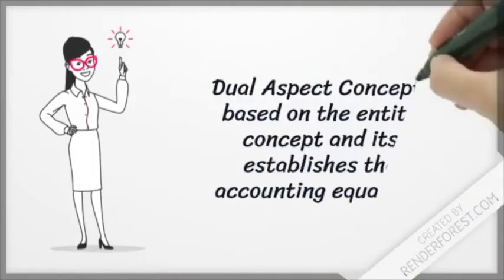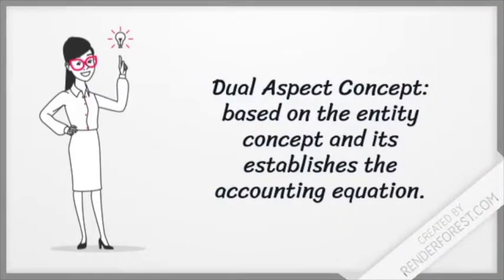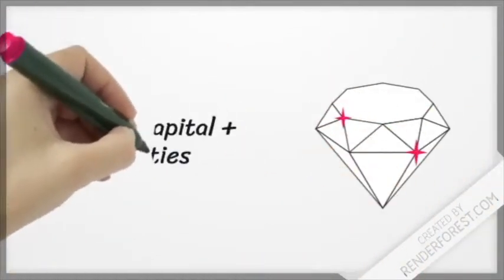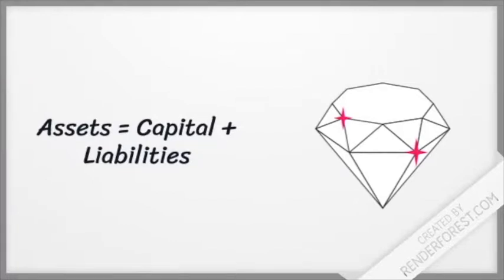Dual aspect concept is based on the entity concept and it establishes the accounting equation. It states that every transaction has dual effects or twofold effect on the asset, liabilities, and capital of an entity, but at the same time, the equality of the accounting equation is maintained, such as asset equals capital plus liability.